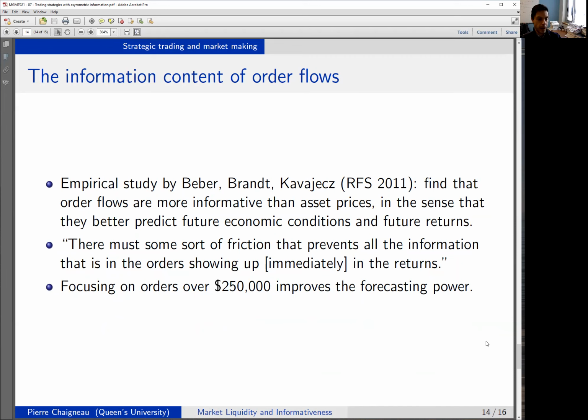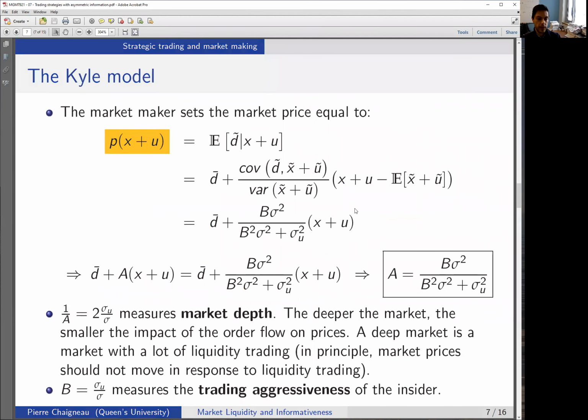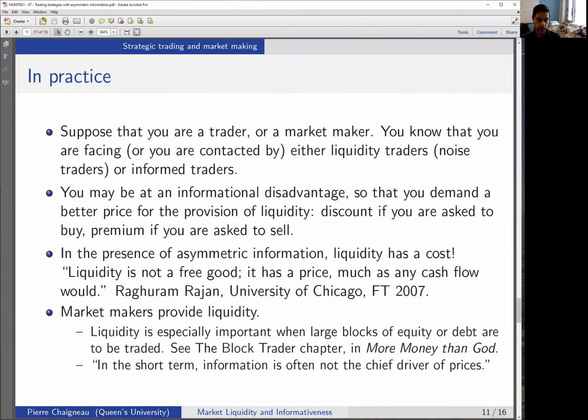Okay. Last piece of evidence is that if you look at the predictive power of asset prices and order flows, you can find that there's actually some information in order flows that is not found in asset prices. Okay, so it's actually interesting in the context of the Kyle model, where the order flow will be quite informative from the market maker's perspective.